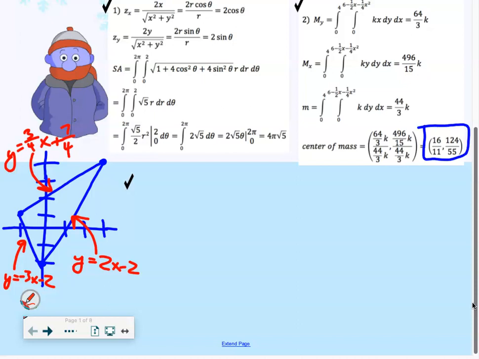Okay, so for me personally, I would split this way and say, all right, so my first integral is going to go from x equals -1 to x equals 0, y equals -3x minus 2 to y equals 3/4 x plus 7/4 of whatever my z function is. My second integral would be x equals 0 to x equals 3, and then y equals 2x minus 2 to y equals 3/4 x plus 7/4 of whatever my z function is.